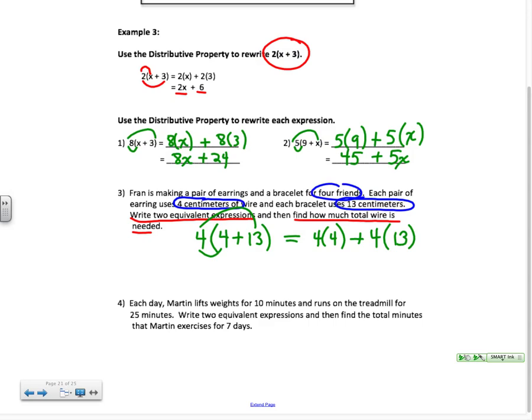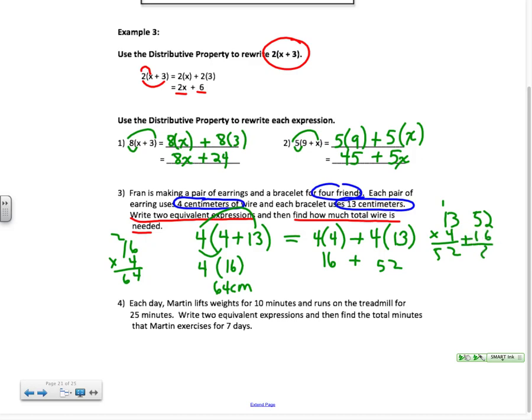So if I did it on the left side, I'd have 4 plus 13 is 16. And what is 16 times 4? It is 64. So she needs 64 centimeters if I looked at it this way. On the other side, I would say 4 times 4 is 16 plus 13 times 4 is 52. And 52 plus 16 is 68. What did I do wrong?